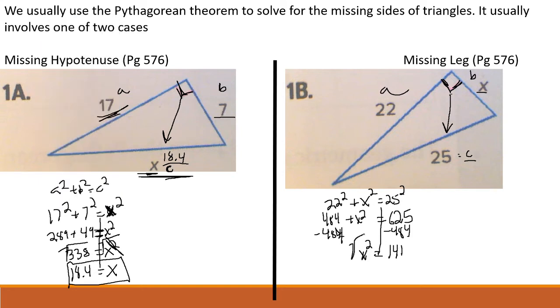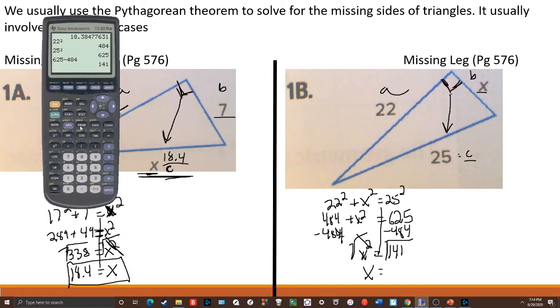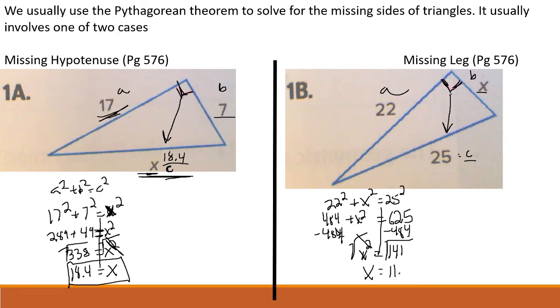And then I square root both sides to get rid of the square. So the square and the square root cancel out, and I'm left with just x, which is what I want. And then I do the square root of 141. And I get about 11.9, we'll say. Which again, makes sense because this side is smaller than my hypotenuse.